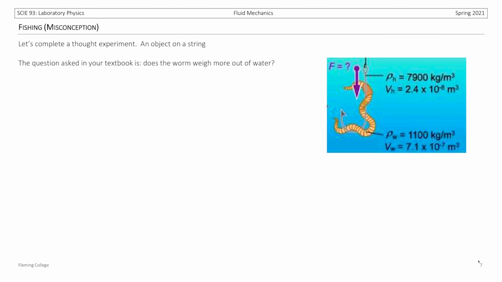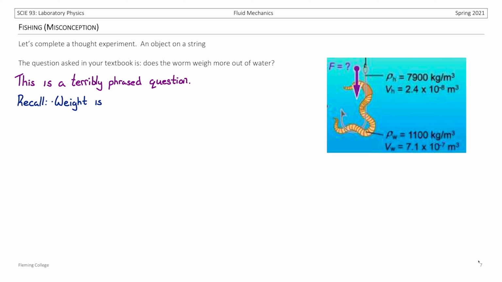We need to take some time and clarify a misconception that's repeated in your textbook. We do this with a thought experiment. So we have an object on a string. Specifically, we have a worm and a hook on the end of a fishing line. The question asked in your textbook is, does the worm weigh more out of the water? And I want to emphasize how terrible this question is.